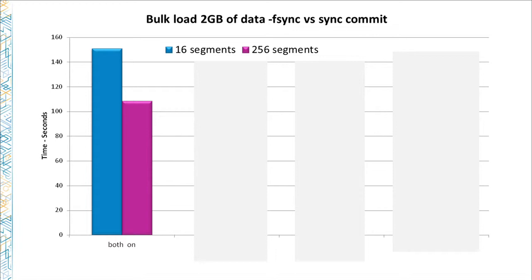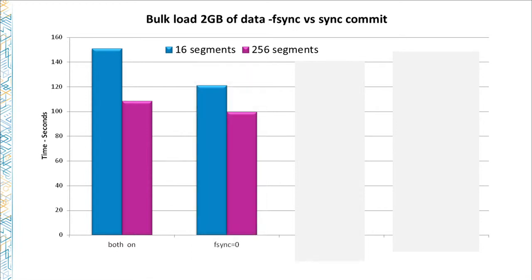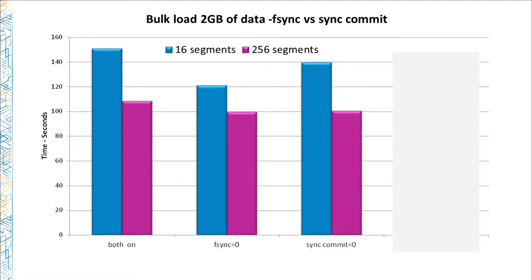the vertical axis is time in seconds, so smaller is better. Now notice that the checkpoint segments actually made a large difference here right off the bat. With both of these on, just increasing the checkpoint segments is a large increase. When we turned fsync off, we didn't really get much of an improvement at all, right? Because it's bulk loading, it doesn't actually do that much syncing.